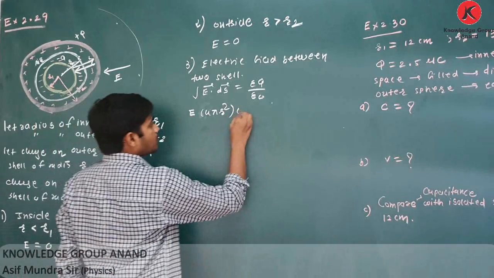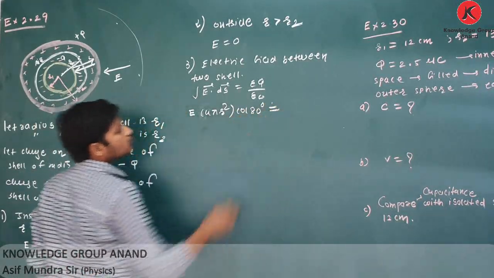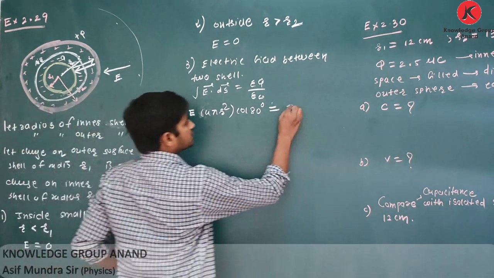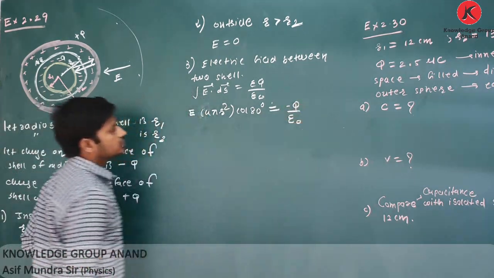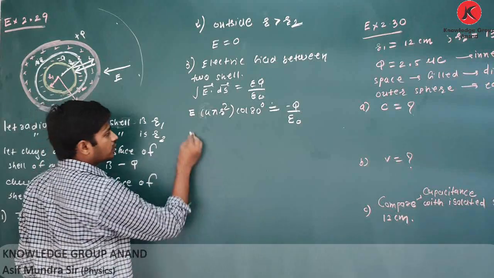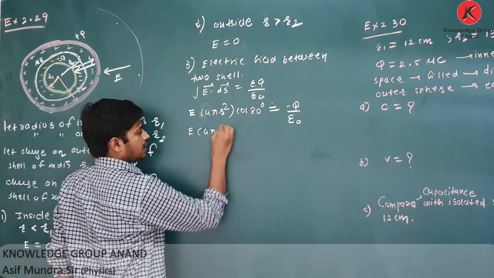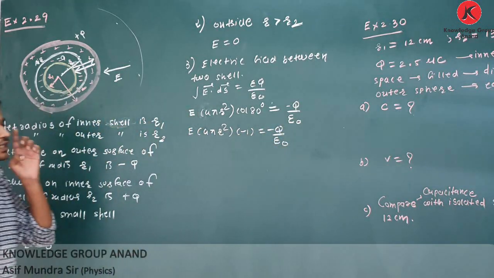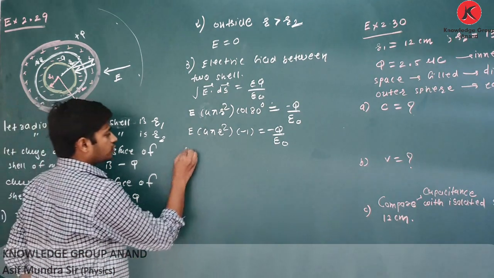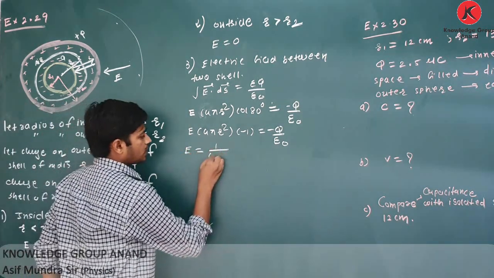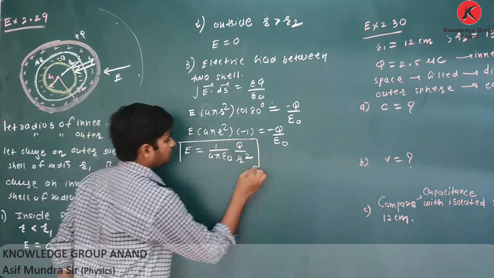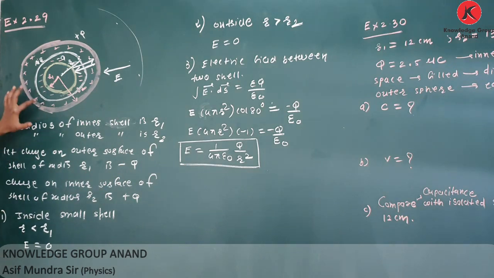And what is angle between them? Cos 180 degree is equal to sigma q. What is charge enclosed by this Gaussian surface? It is negative charge, minus q upon epsilon 0. Cos 180 is minus 1. So E 4 pi r square minus 1 is minus q upon epsilon 0. So E is equal to 1 upon 4 pi epsilon 0 q upon r square. It is the equation of electric field between these two conductors.